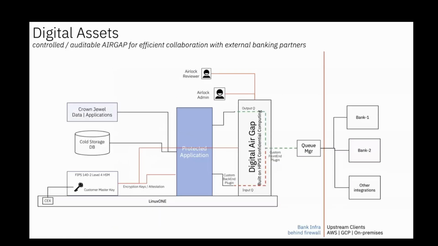When it comes to protecting digital assets, offline signing orchestrator is a service that can be used to provide the digital air gap and at the same time allow interaction with outside entities, but making sure that every interaction that happens from the outside to the inside is audited and controlled by airlock reviewers and admins, so that the applications in the backend can be protected, cold storage can be protected, and stuff like that.